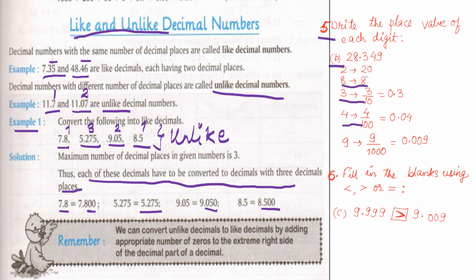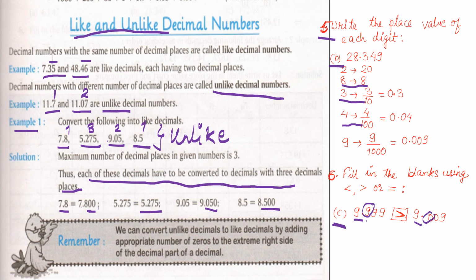Now question number 6, they are asking you to compare. See, the concept of like and unlike helps you in comparing the decimal numbers, arranging them in ascending and descending order also. So I have done one part of question number 6. The numbers given were 9.999 and 9.009. So before the decimal, 9 is here and 9 is here. Okay, no problem. After the decimal we have a 9 here and we have a 0 here.